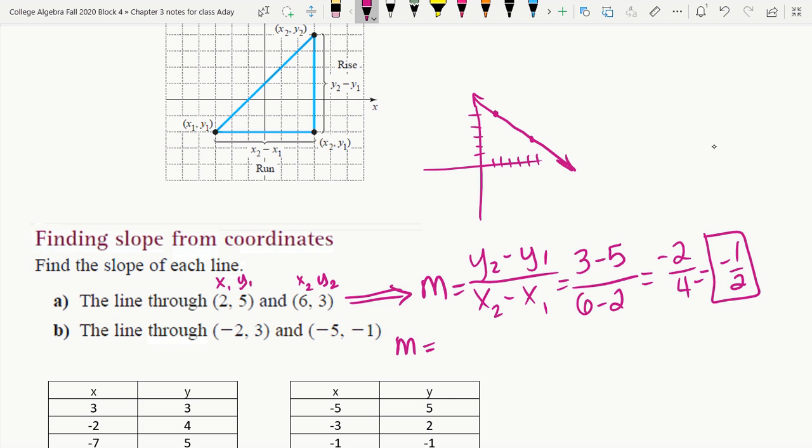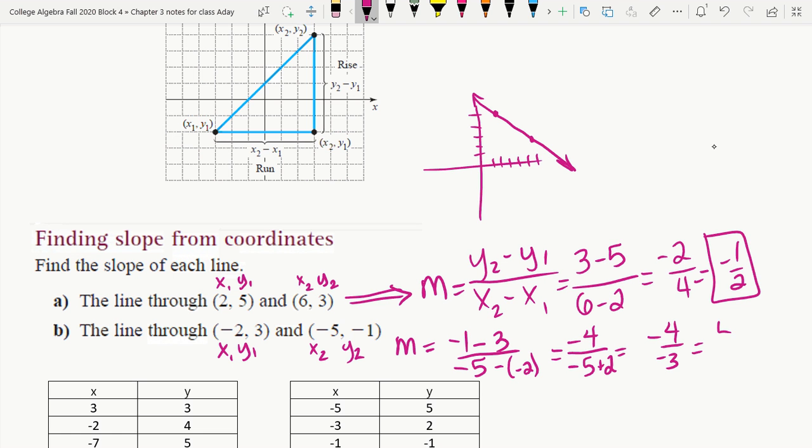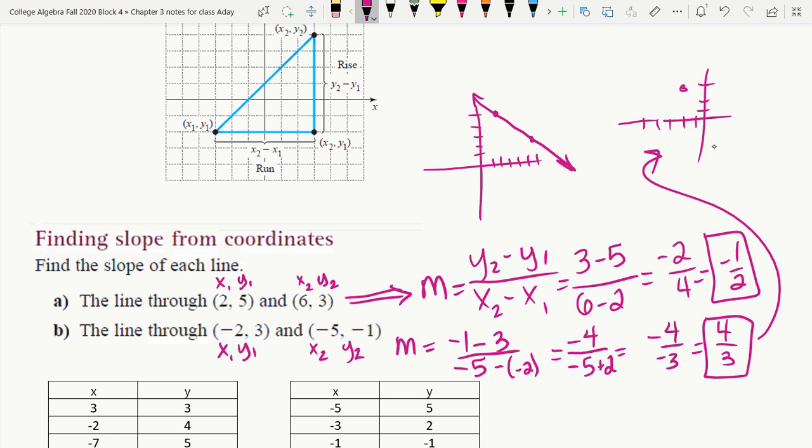So let's do the next one, m equals, and let's make this x1, y1, and x2, y2. So y2, -1 minus 3 over x2, -5 minus -2. So -1 minus 3 we know is -4 over, this becomes -5 plus 2. So you get -4 over -3. And using your knowledge of negatives, negative over negative, so that's positive 4/3. Let's verify with the graph of that one, make sure it is positive. So I go back 2, up 3. I go back 5, down 1. And I can see this is a positive slope.